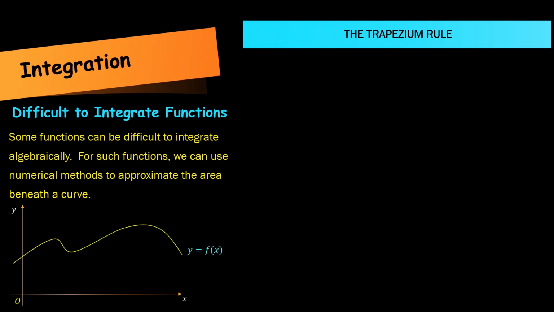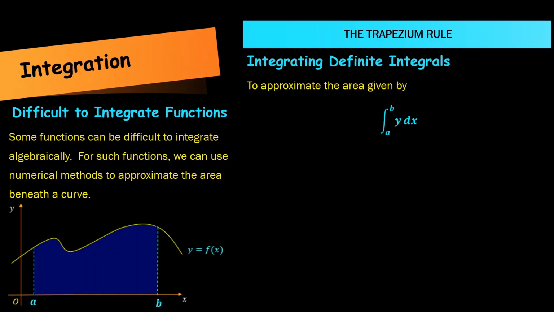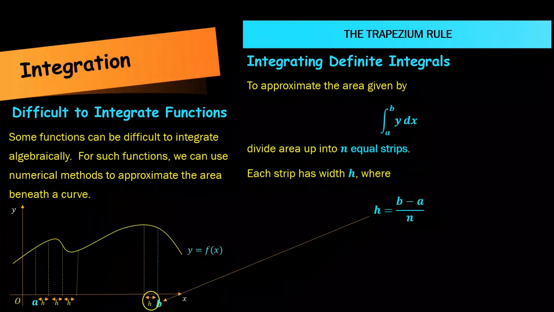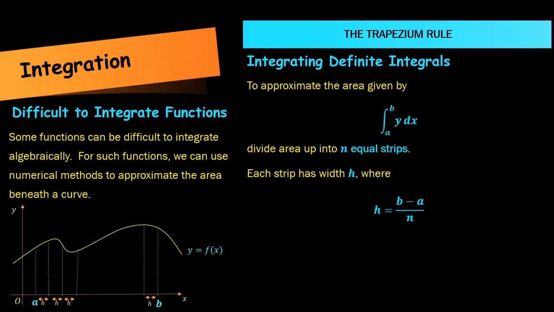So let's take a look at this example, y equals f of x. We're going to find the area beneath the curve between the limits a and b, as shown. This is represented by this expression, integral from a to b y dx. In other words, this shaded region. We're going to begin by dividing up the area into n equal strips. Each strip has width h, where h is equal to b minus a divided by n.